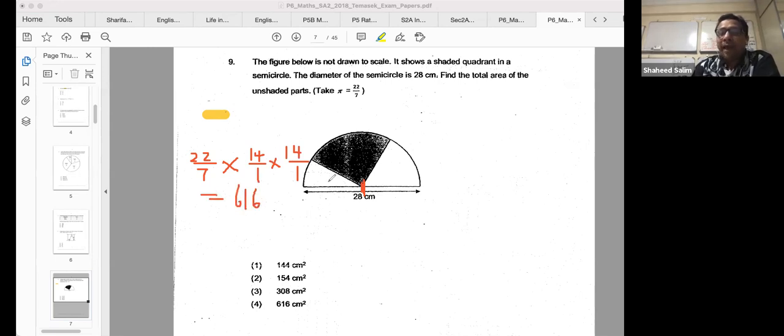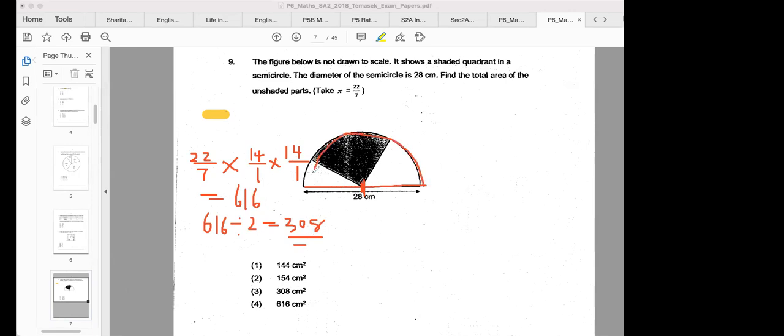So now you want half of this, right? You divide by 2. Then what do you get? You get 308. 308 is for half. This kuih apam balik is actually 308.